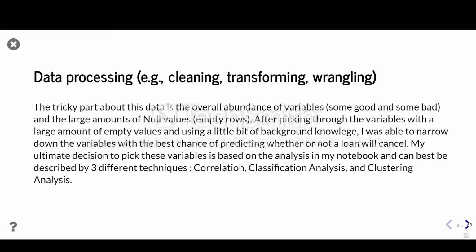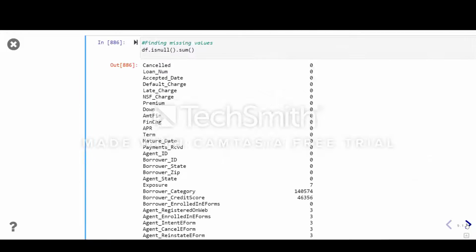So data processing, this is one of the more tricky parts of the data because of the abundance of values and variables, and then the large amount of null values, empty rows. And after picking through the variables with a large amount of empty values and using a little bit of background knowledge, I was able to narrow down the variables with the best chance of predicting whether a loan will cancel or not. The three criteria we used were correlation, classification, and clustering analysis, along with data visualization.